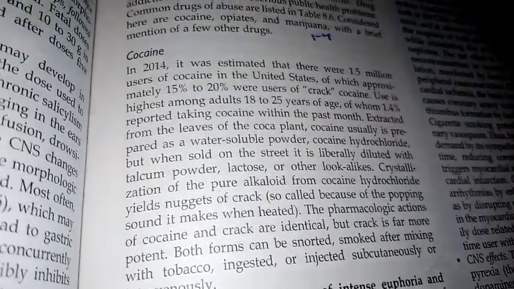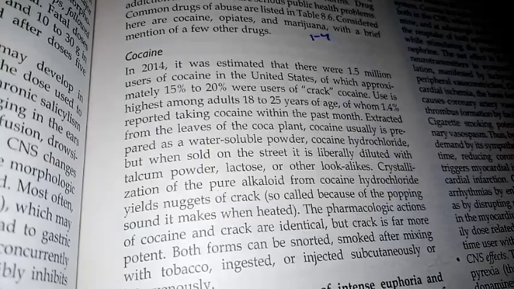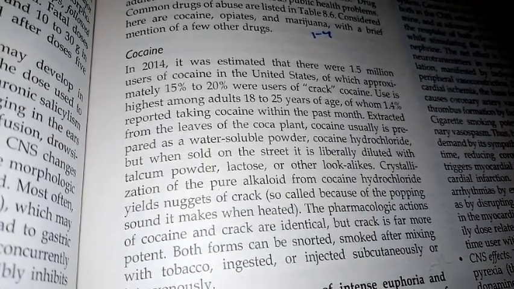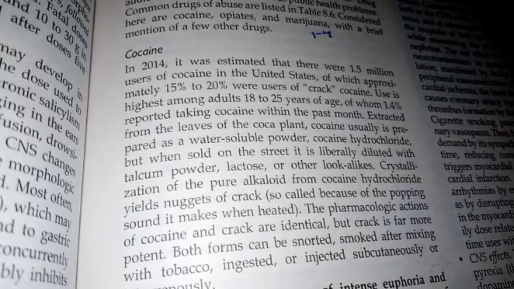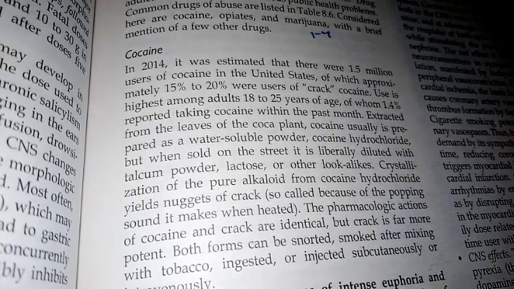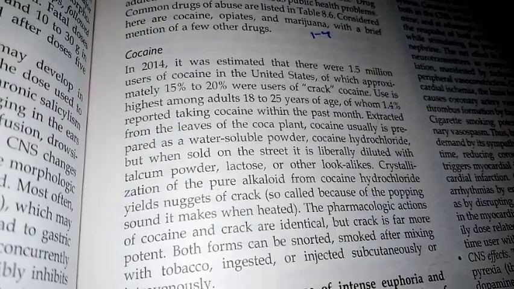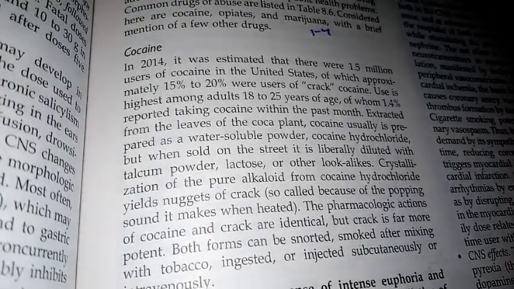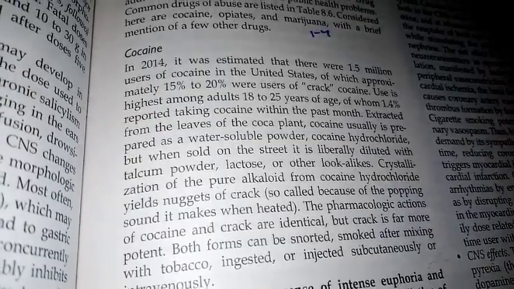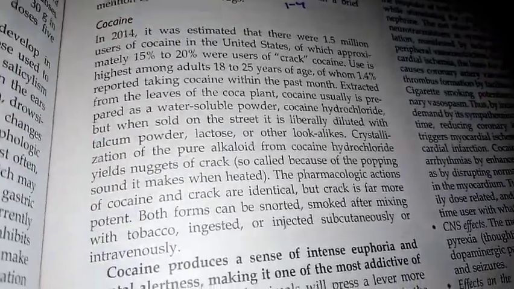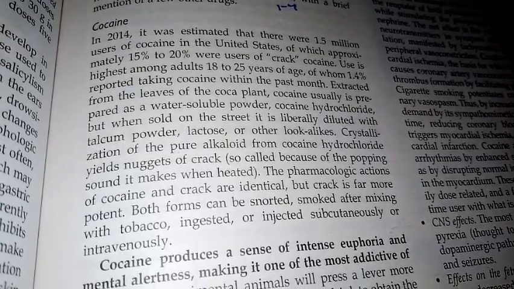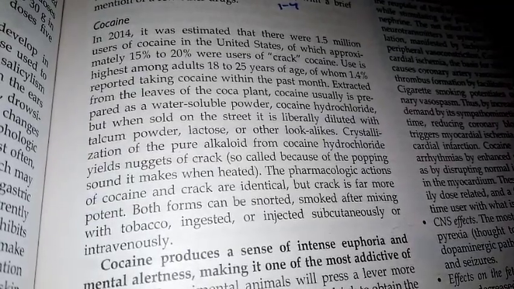Cocaine. In 2014, it was estimated that there were 1.5 million users of cocaine in the United States, of which approximately 15 to 20% were users of crack cocaine. Use is highest among adults 18 to 25 years of age, of whom 1.4% reported taking cocaine within the past month.